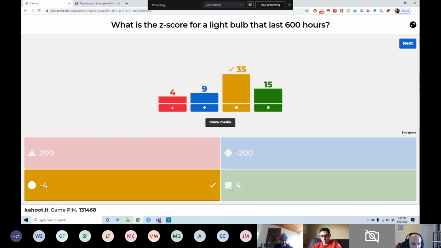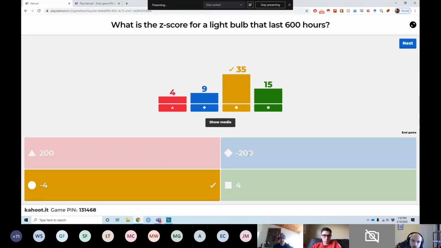It'll give you how far away. So the number tells you how many standard deviations away from the mean it is. And then the sign tells you if it's above or below average. If it's negative, that means it's below average. If it's positive, that means the x value is above average. 600 was below 800. So that kind of tells us we can at least rule out the positive ones. And so that just leaves us with negative 200, which is how many hours shorter it lasted.